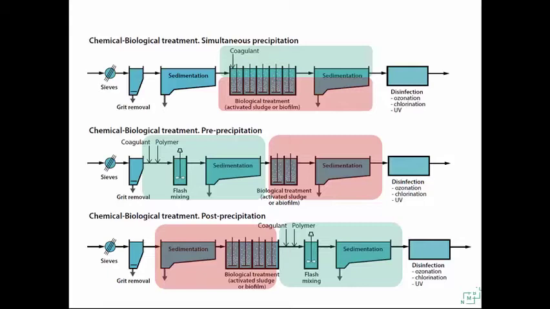Then we have the pre-precipitation part. The coagulation chemical treatment takes place before the biology, and then the post-precipitation, where the biological process is first, and then we have the chemical process. So these are the three main combinations which we see in most treatment plants in Europe.